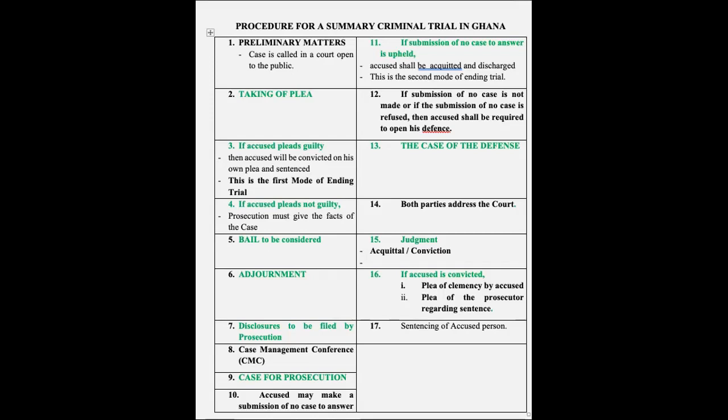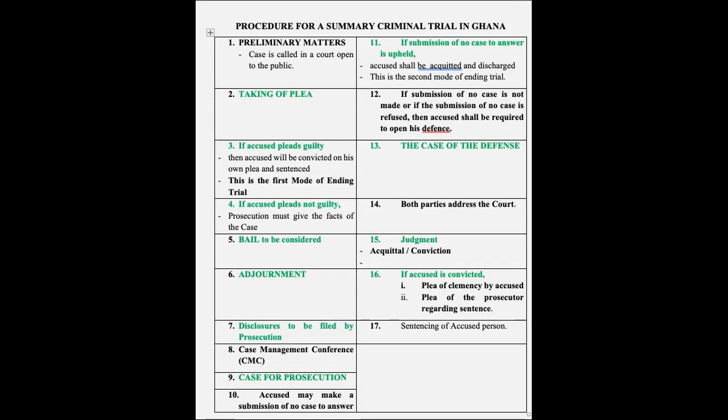Or the offense is rape. They've not been able to show the age of the victim. They've not been able to show any penetration of the vagina by the penis, meanwhile it is rape. So they fail to prove an essential element of the offense. So the accused person can make a submission of no case to answer. And my lord, I do not even have to answer anything at all because they have not been able to establish a prima facie case against me, the accused person.